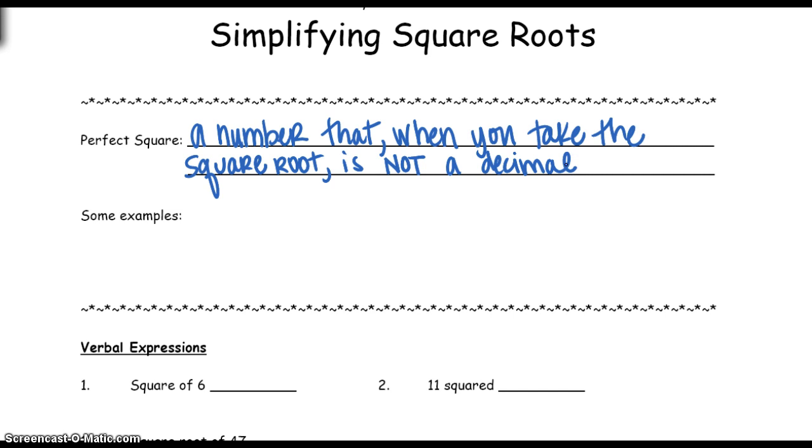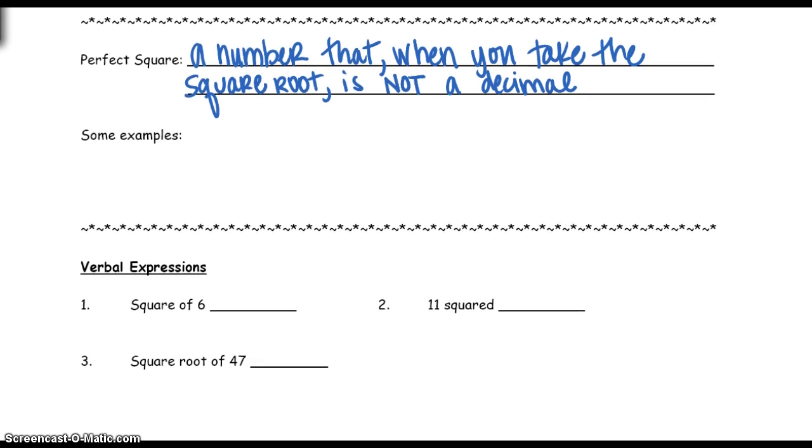And I cannot list all the perfect squares for you because I would sit here and I would die before I listed them all because they are infinite. You can go on and on to infinity. So let's talk about some examples of that. One would be a perfect square. I don't use it very often because 1 squared is 1. 2 squared is 4, so 4 is a perfect square. 3 squared is 9, so 9 is a perfect square.